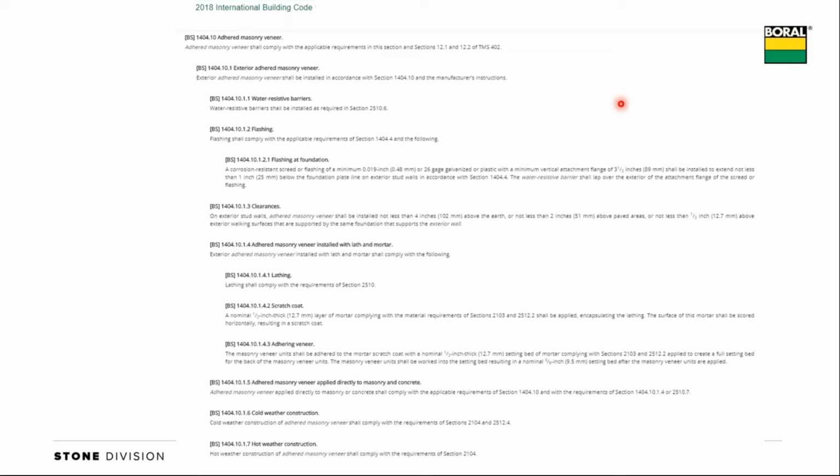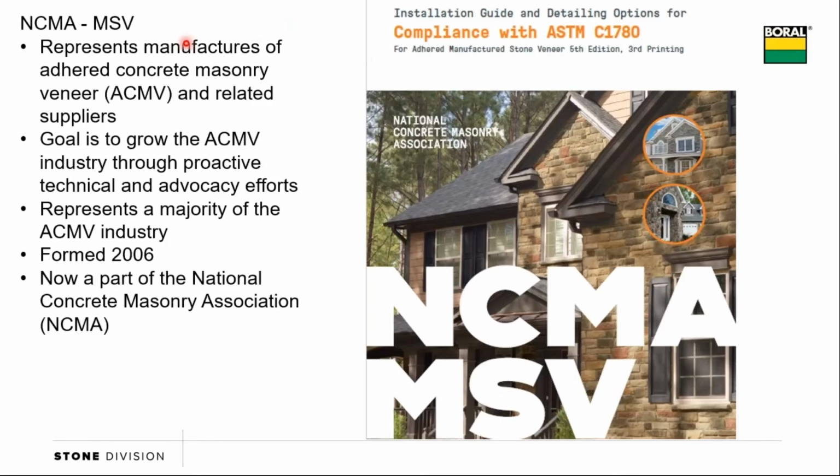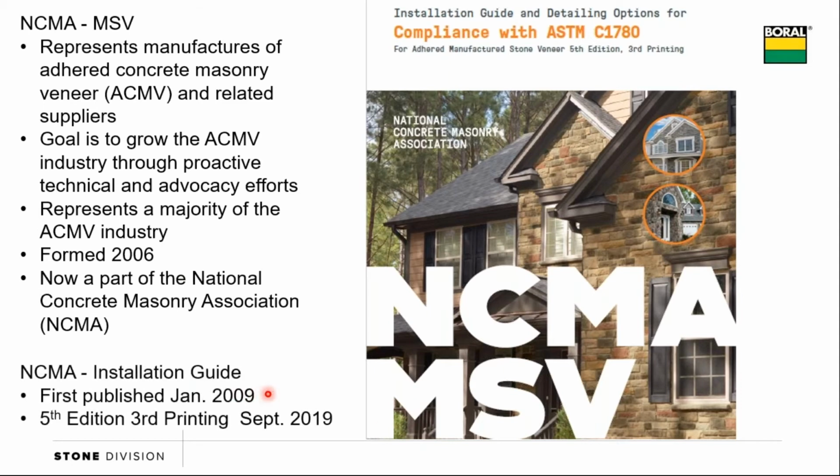If they have their own, make sure you look through them to see if there's anything different, to make sure that you're covered. If you're not familiar with the NCMA, that is the industry organization for manufactured stone. The Organization for Manufactured Stone was formed back in 2006. We're now part of the National Concrete Masonry Association. They published their first installation guide back in 2009. We're working on the most current edition that came out late last year. This guide is what helps us make sure that we comply with ASTM C1780. That is the requirement for installation of adhered veneer.